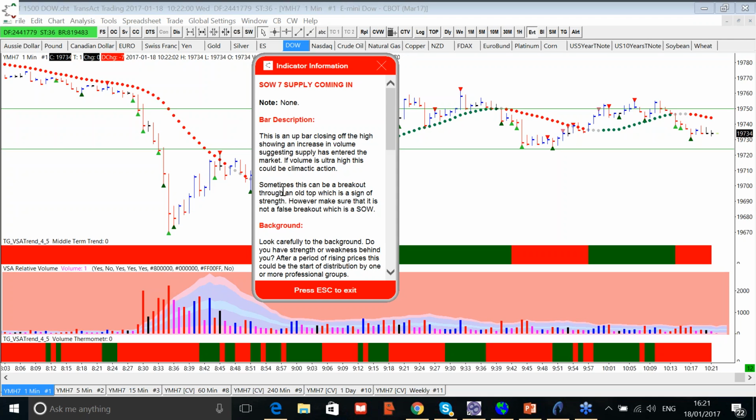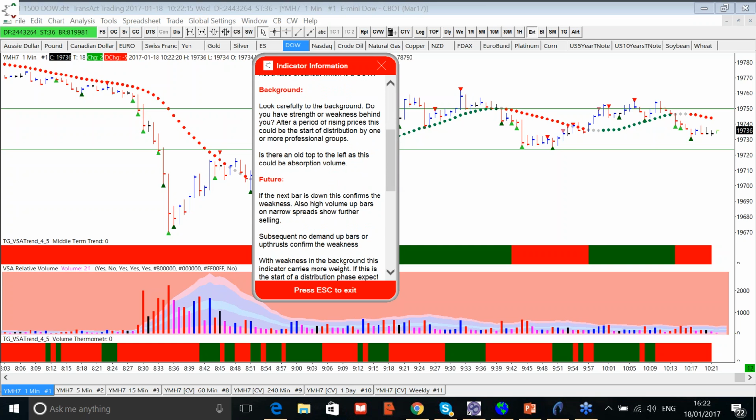Sometimes this can be a breakout through an old top, which is a sign of strength. However, make sure that it's not a false breakout. Well, it's not, because there's basically a big down move in the background. It's not breaking out of an old top. There's a downtrend in the background. Look carefully at the background. Do you have strength or weakness behind you?